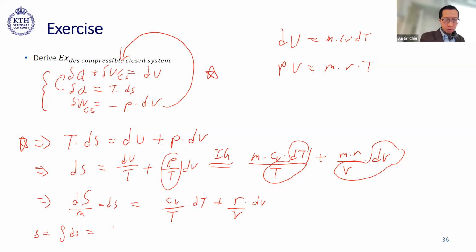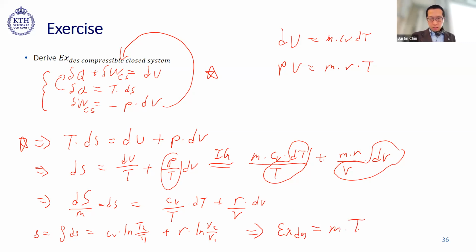Let me just rewrite it: Cv log T2 over T1 plus R log V2 over V1, right? And then what is the exergy destroyed? So the exergy destroyed, again, this one is m times T ambient times this integration of small ds.